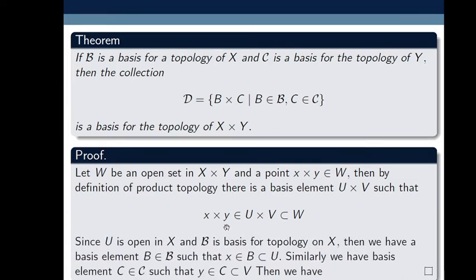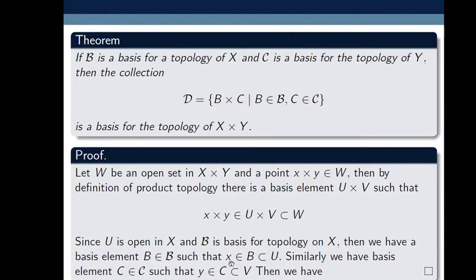Since U is open in X and script B is a basis for the topology on X, then by the definition of open set, we have a basis element B belonging to script B such that x belongs to B and B is contained in U. So as U is open in X and script B is a basis for topology on X, there exists some basis element B belonging to script B such that x belongs to B and B is contained in U. Similarly, we have a basis element C belonging to script C such that y belongs to C and C is contained in V. Why? Because V is open in Y.